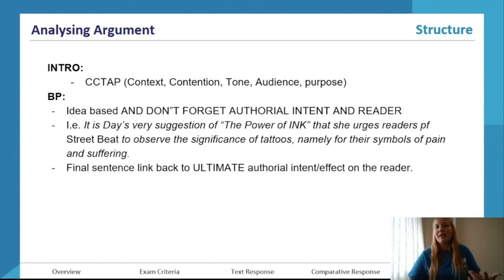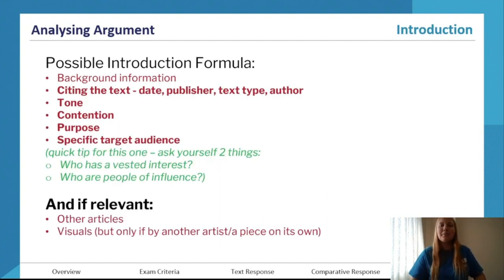Topic sentence, and then what, how, why, what, how, why, what, how, why, over and over again. And then a final linking sentence again back to the ultimate authorial intent or effect on the reader for that body paragraph, relating to our topic sentence, relating to our argument. So overarching authorial intent or intended effect statement, or both. Probably stick to one.